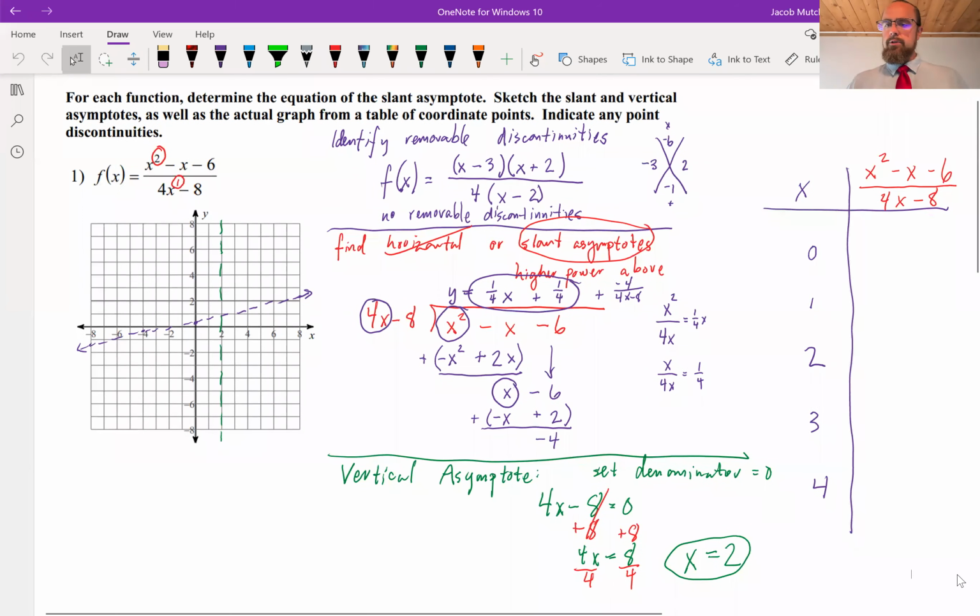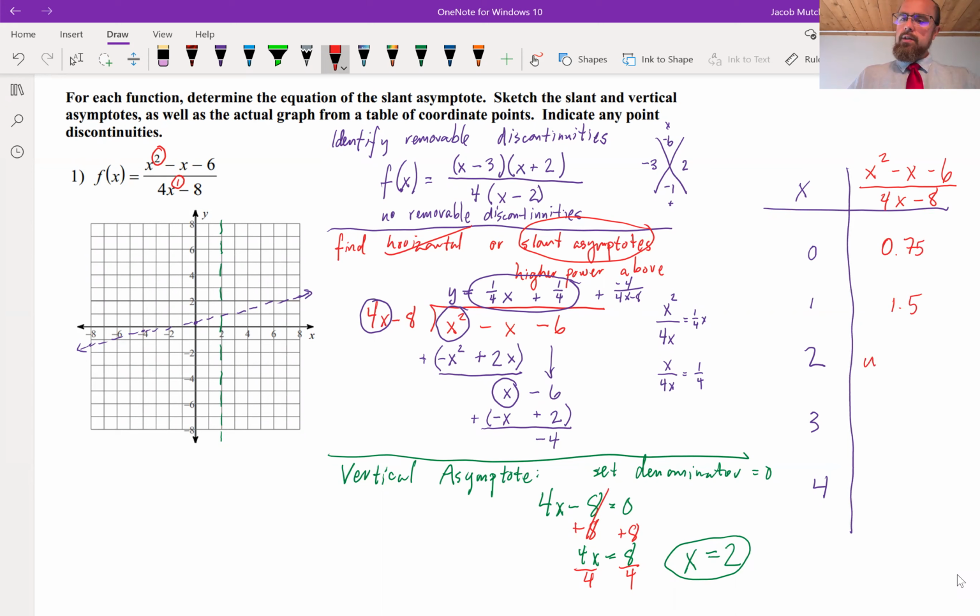So we made some good choices here, I think, for the domain. We'll fill in for our range. So at 0, it had the value of 3/4, 0.75. At 1, it had the value of 1.5. 2 was, as we expected, undefined. That's my vertical asymptote. At 3, I had the value of 0, and at 4, I had the value of 0.75. So we're ready to graph these points and sketch in our rational function.